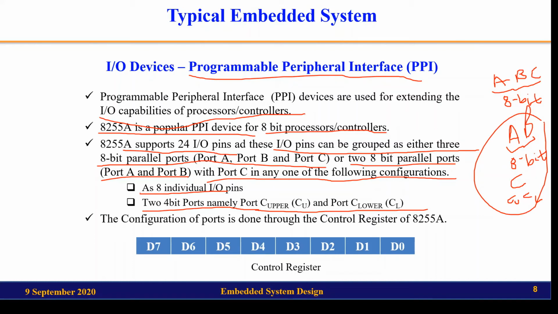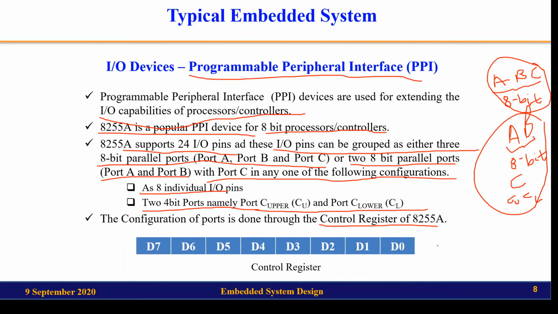We are saying these are I/O ports, but we need to know which is used as input and which is used as output. For that, we have a control register. The control register is used for configuring the ports as input or output, and even for selection of the mode of the ports. It's an 8-bit register, D7 to D0. We'll see in the next slide what each bit of this control register represents.